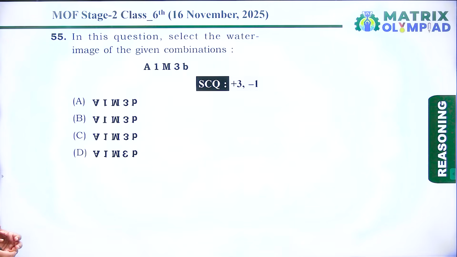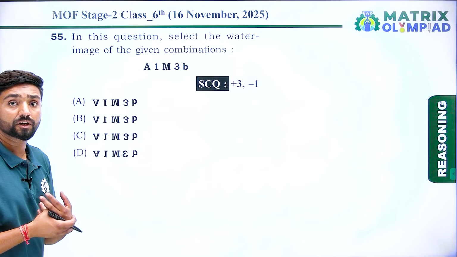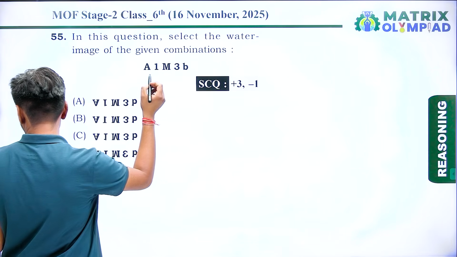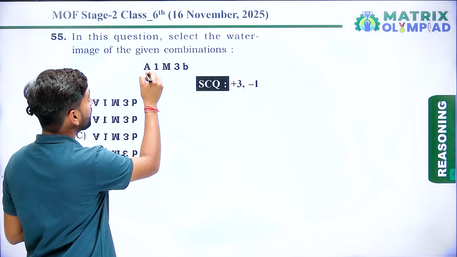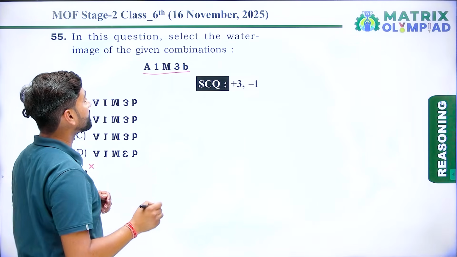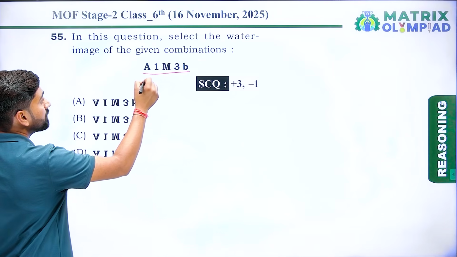In this question, we have to choose the correct water image of the given combination of alphabets. If we want to create the water image of all these alphabets, it will be like this.